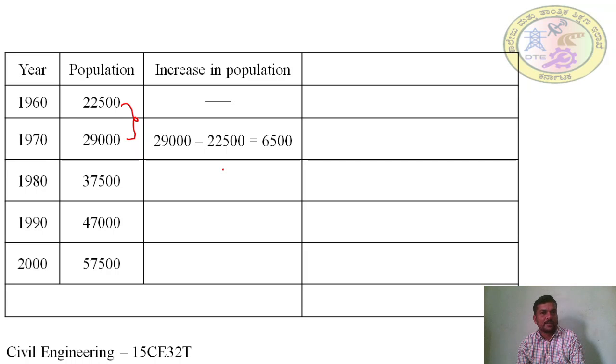Similarly, we need to find out the increase in population for 1980. That is equal to the population in 1980 minus the population in 1970, which is 37,000 minus 29,000.